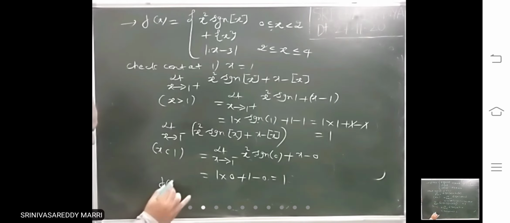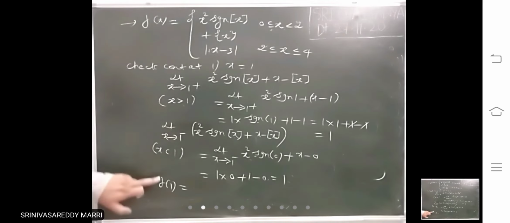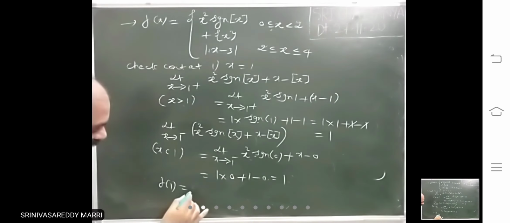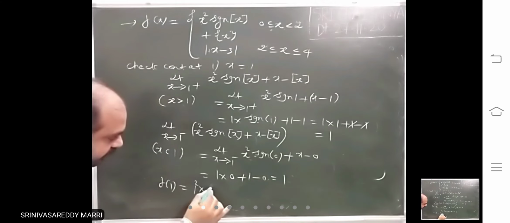Now these both are equal. F of 1 you have to calculate. These both are not sufficient. F of 1 means at x equal to 1, what is defined? There you substitute 1.